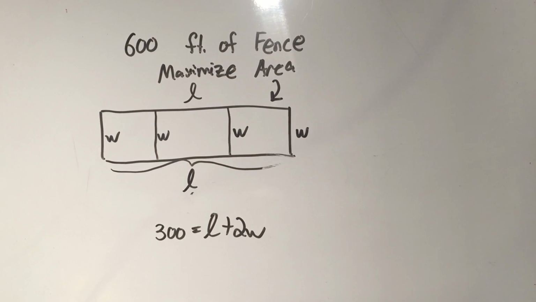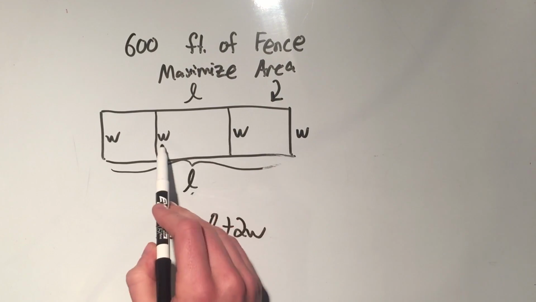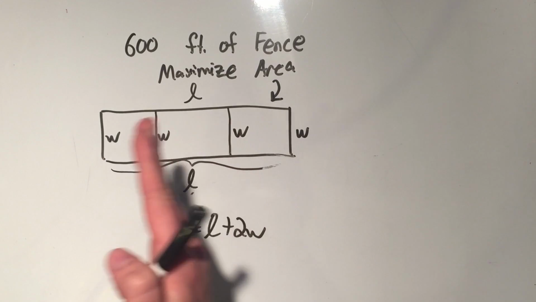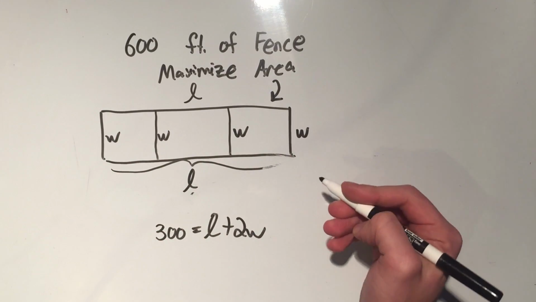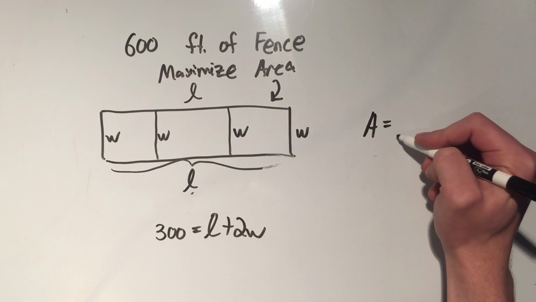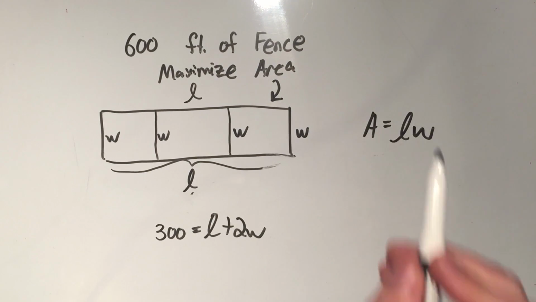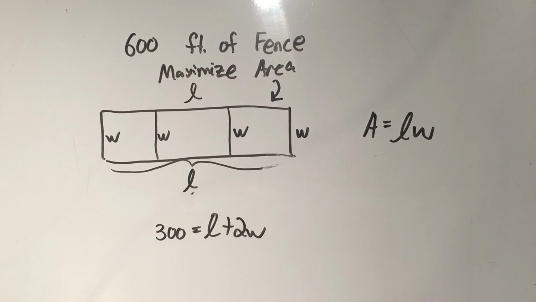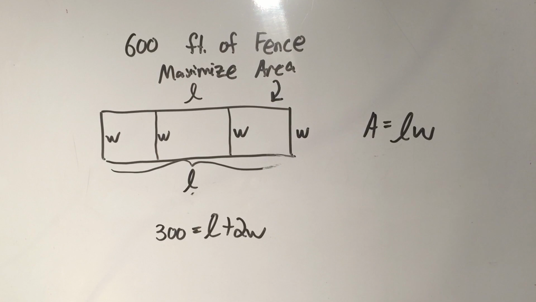What's the area of this pen? Well, as you know, the area of a rectangle is length times width. It doesn't matter that I've got these extra fences in there. Let's just assume that they don't really take away from the area. So the area, as we all know, I'm going to write up here, A for area is length times width. Now this is the thing I want to maximize. This is the thing I want to take the derivative of.